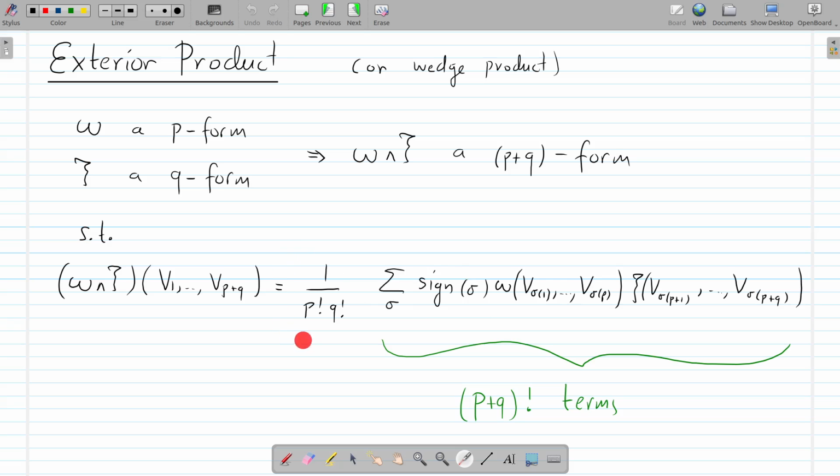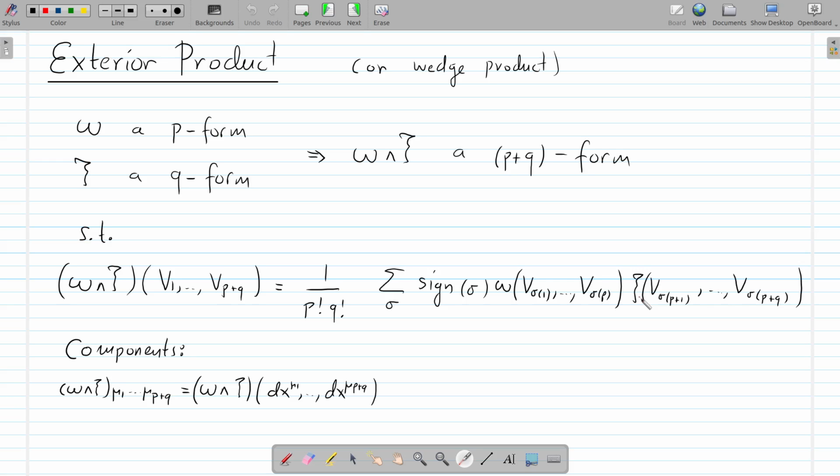We also choose this normalization here that comes from the p factorial because omega is a p-form, and q factorial because xi is a q-form. These are introduced just for convenience, of course.